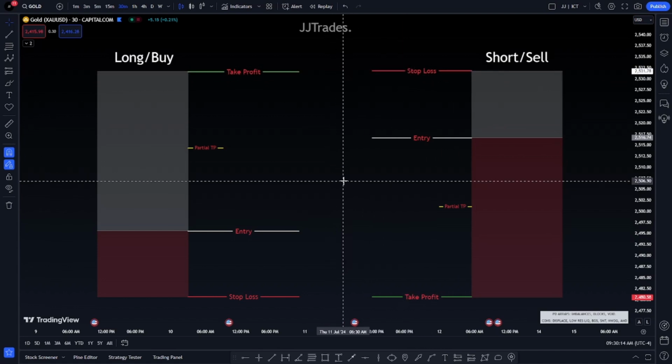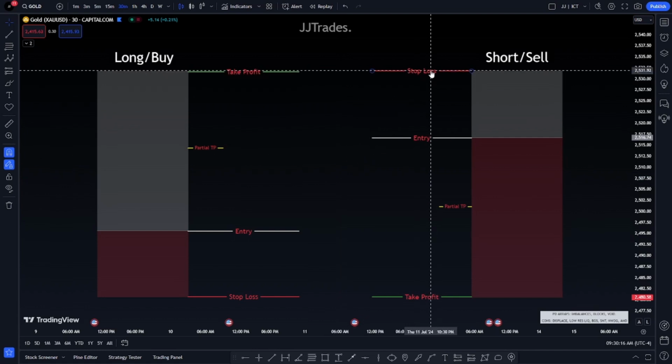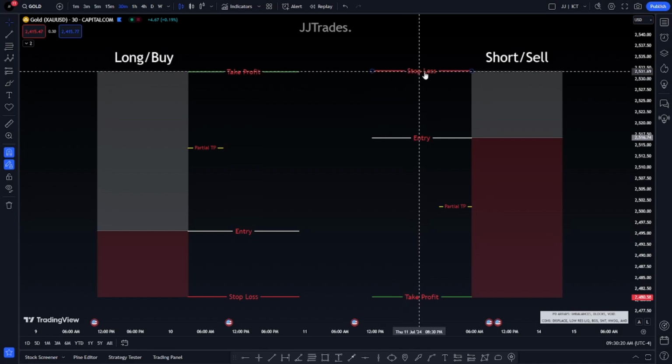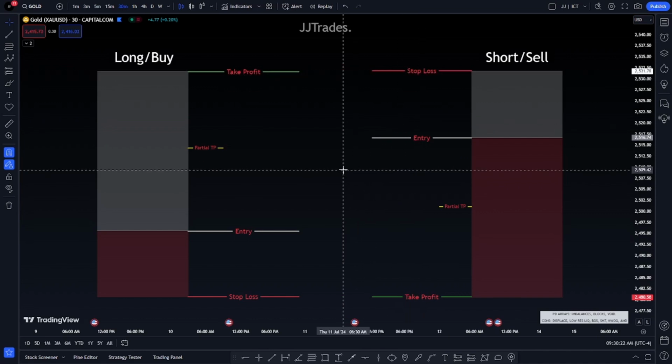So a stop loss is basically a customizable amount of money that you want to lose, or a maximum amount you want to lose when price comes to this certain point. That's what a stop loss is. It's basically insurance on your own trade.